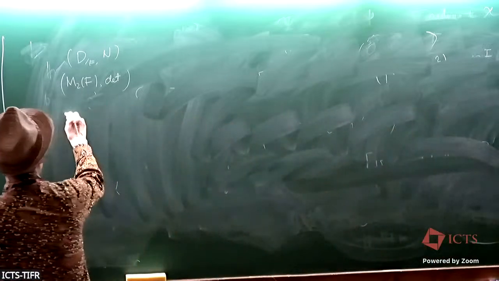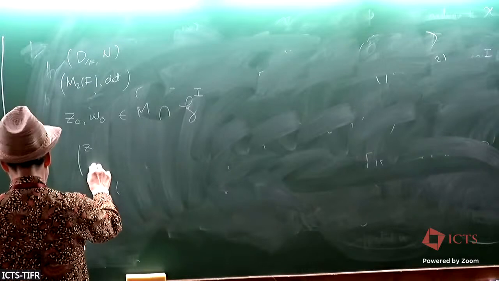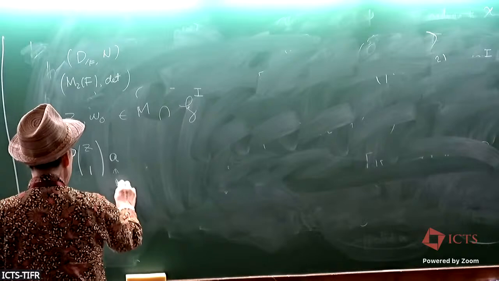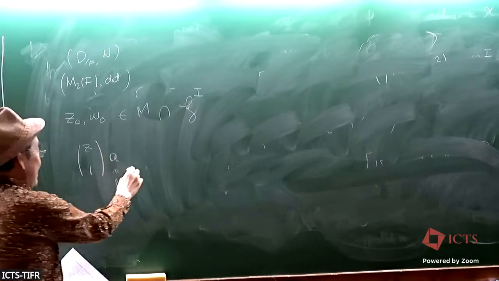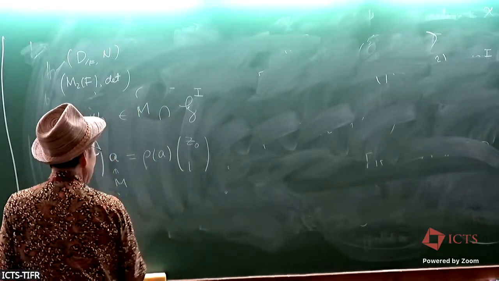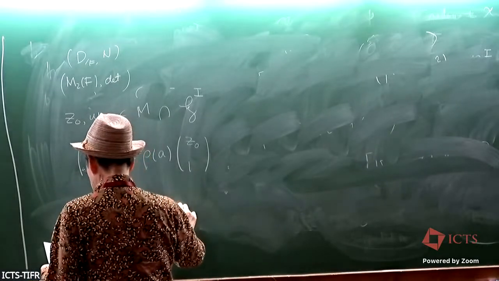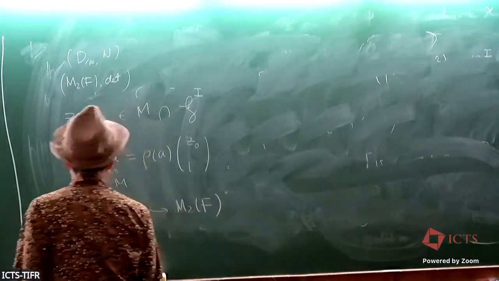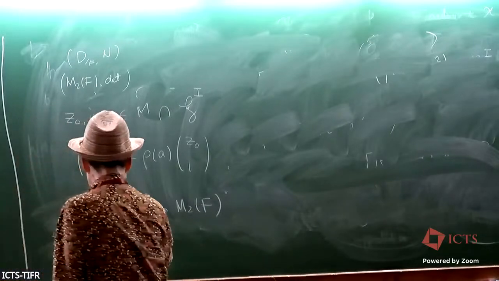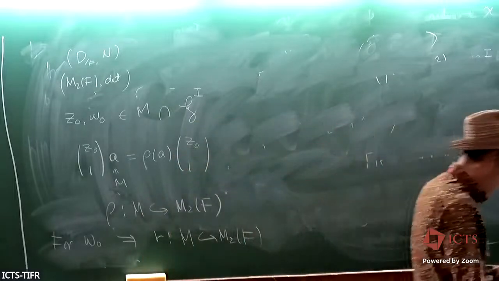So I consider 2 points Z0, W0 inside M intersected HR, pair of plane. Then I define Z0, Z1, you type multiply A in M, that means you multiply A to Z times A, 1 times A. Then you have a 2 by 2 matrix, Z0, 1, row, because these two are linearly independent of 1. Row from M into M2F. Do the same for W0, then you get R from M going into M2F. Okay?